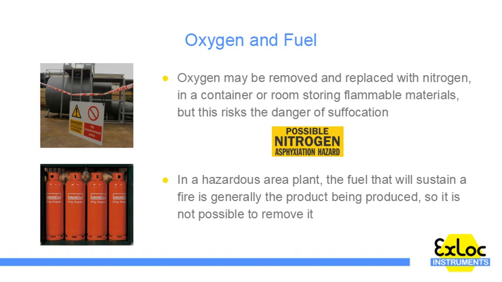In a potentially explosive atmosphere or hazardous area, the fuel that will sustain a fire is generally the product being produced or a necessary part of the manufacturing process. This could be a solvent, gas, flammable powder, including certain foodstuffs, or petroleum products. Hence, we can see that it would not be possible to remove the fuel to avoid a fire in such environments.